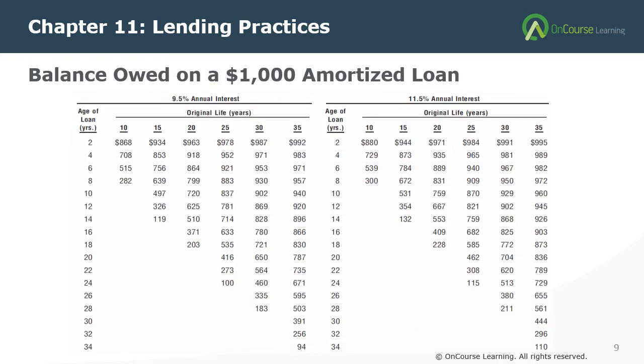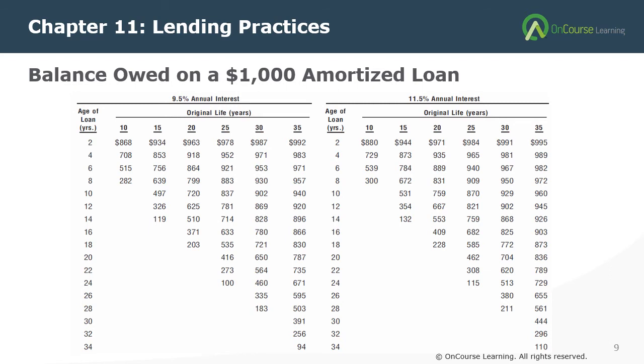The next table in Chapter 11 has to do with finding the balance owed. What is the amount left to pay on a loan? Well, these tables are written exclusively for each interest rate. So on the left, you'll see a loan with an interest rate of 9.5%. On the right, 11.5%. So we index those tables by what was the original maturity of the loan and what is the current age of the loan.